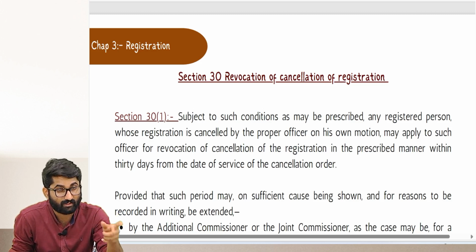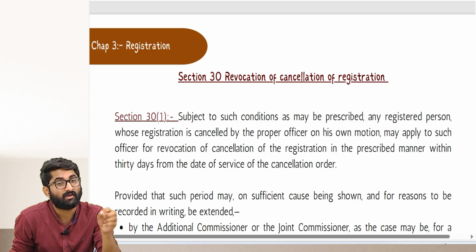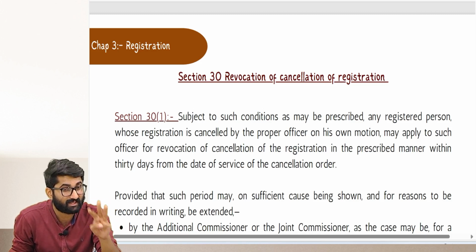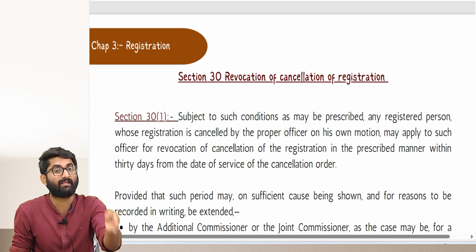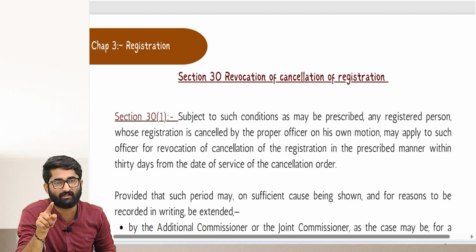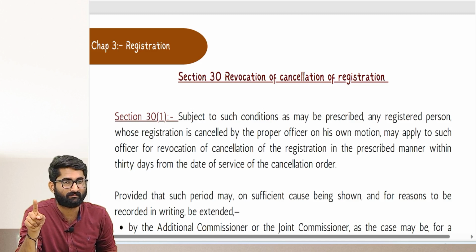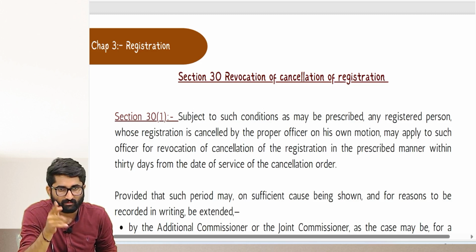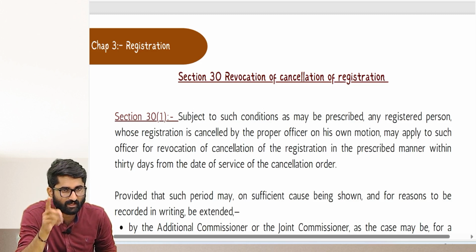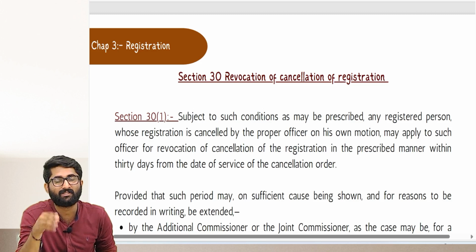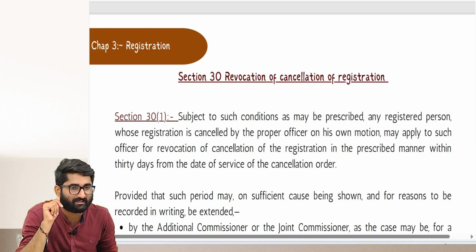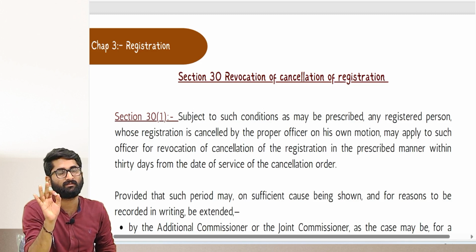That also you understood. And one more, if you are a composition dealer and you have not filed the return within 3 months from the due date of filing the return. See, in composition dealer, GSTR 4 is applicable. What is the due date of filing GSTR 4? After March, by 30th of April, you have to file GSTR 4. If you don't file GSTR 4, a 3 months grace period is there. Within 3 months, you have to file it. Otherwise, your registration is liable to be cancelled. So, this is suo moto cancellation.